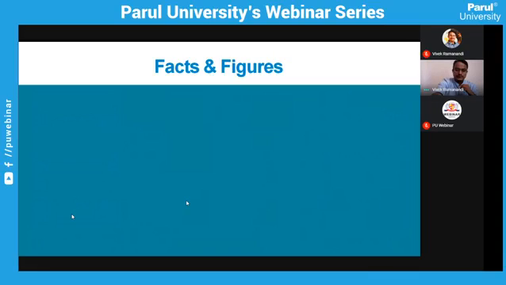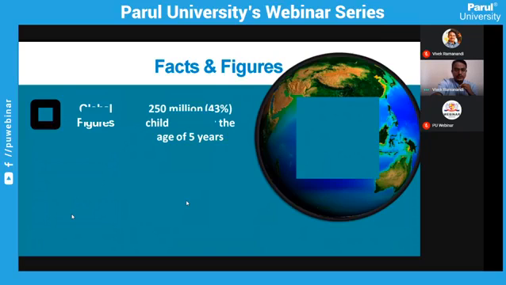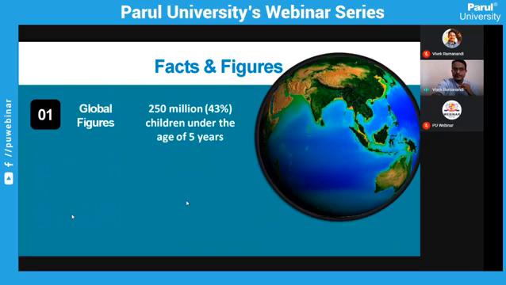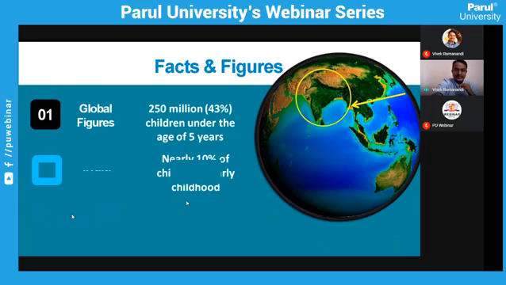Now we'll know some facts and figures. Globally, there are 250 million children under the age of 5 years which are susceptible to delay in their developmental years, which is approximately 43%. But in India, nearly 10% of all the children in early childhood are the culprits of developmental delay.